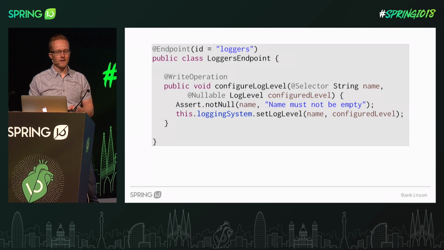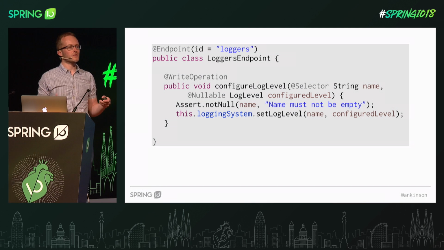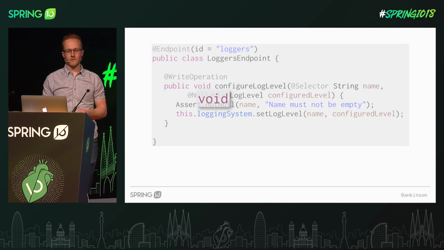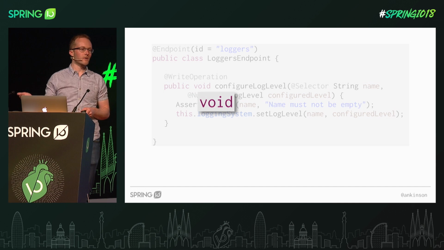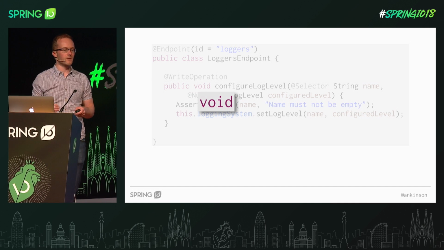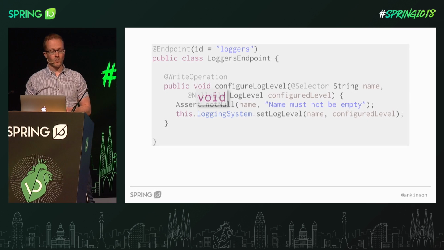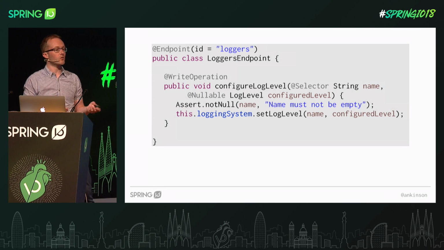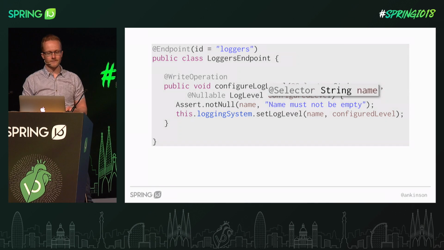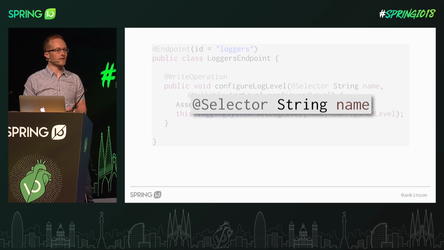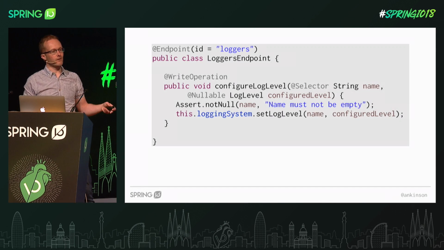So we're saying here to the endpoint infrastructure, I want to expose something that can make a change to the system. We're returning void again, so as I said, that will get mapped to an HTTP 204, or in the MBean case, the MBean will just return void. Again, we're using selector here, so that's going to get pushed down into the URL.